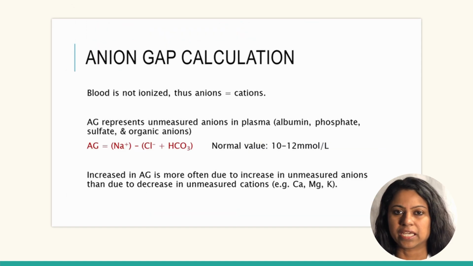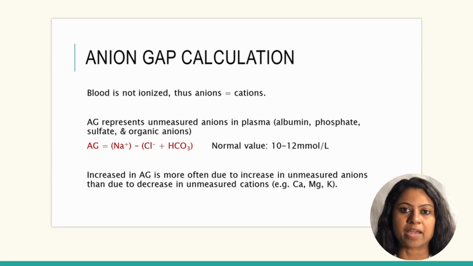Metabolic acidosis is caused by an abnormally low level of bicarb in the blood. It can be of two types, depending on whether the anion gap is normal or it is elevated. Anion gap is nothing but the difference between the cations and the anions in the blood. The formula to calculate anion gap is concentration of sodium minus the concentration of chloride and bicarb. Normal anion gap is between 10 to 14 milliequivalent per liter.